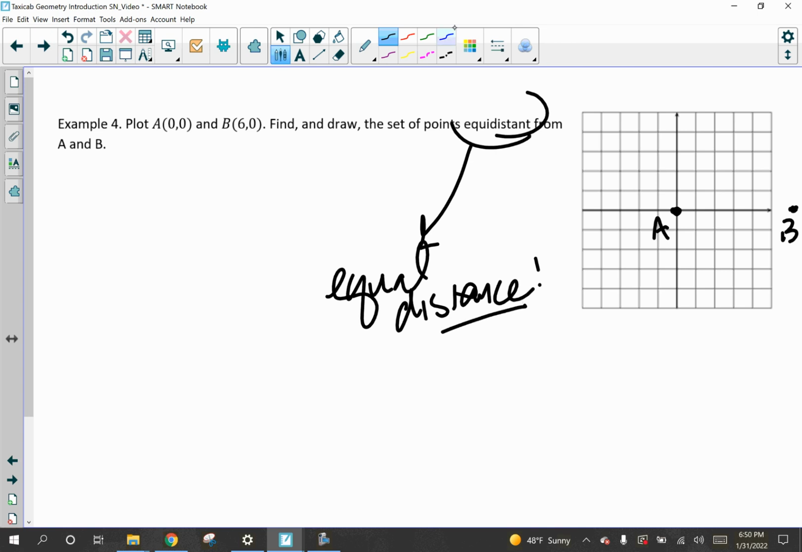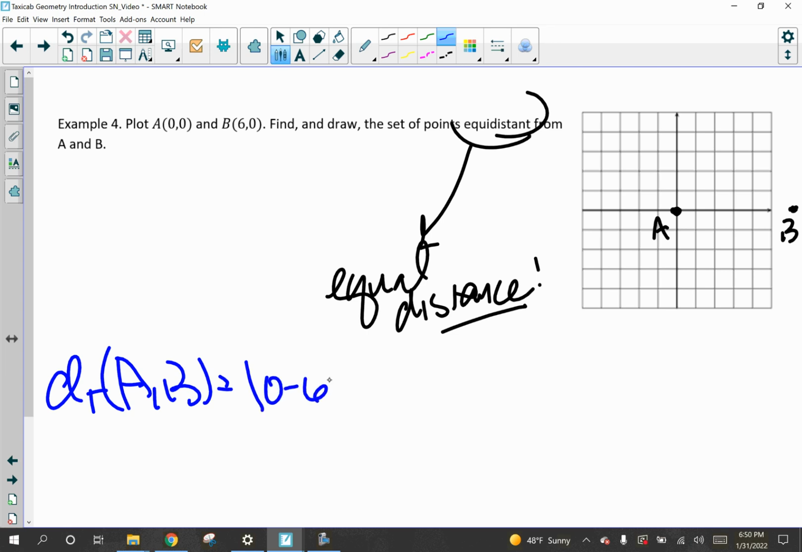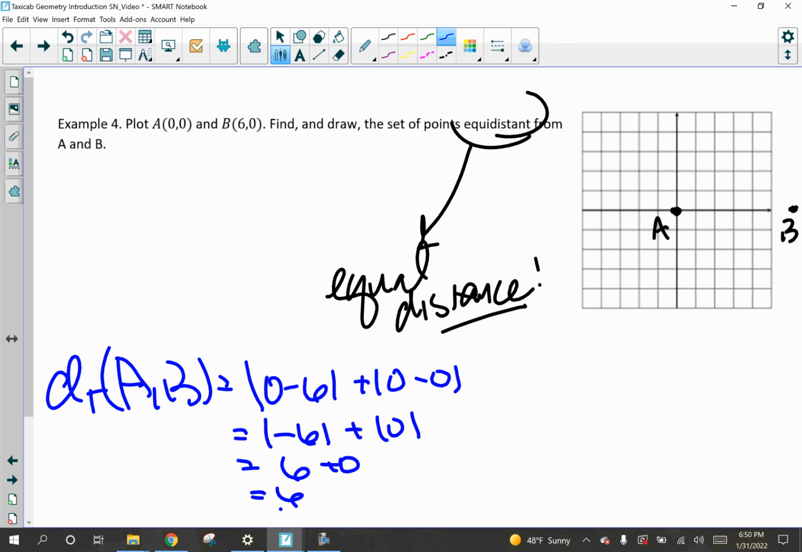In order to do that, we need to figure out how far they are away from each other in the first place. So I find the taxicab distance between A and B: the absolute value of 0 minus 6, plus the absolute value of 0 minus 0. 0 minus 6 would be -6, absolute value 6, plus 0, which is just 6. So we know that A and B are 6 units away from each other. It won't always be that clear. We need to find the points that are equal distances, so that means they're 3 units away.